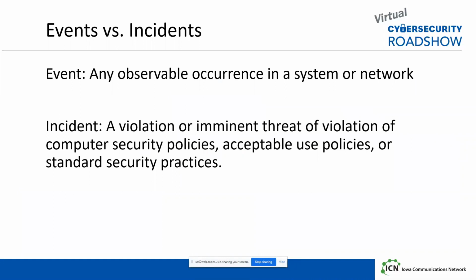So, events versus incidents. An event is any observable occurrence in a system or network. Events can include connecting to a file share, a server receiving a request for a web page, a user sending an email, a firewall blocking a connection attempt. There are usually thousands or hundreds of thousands of these going on at any given time, depending on the size of a network.